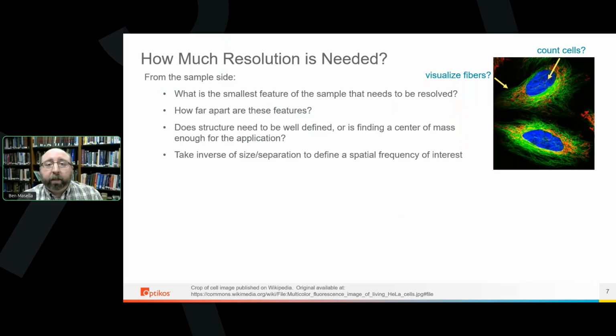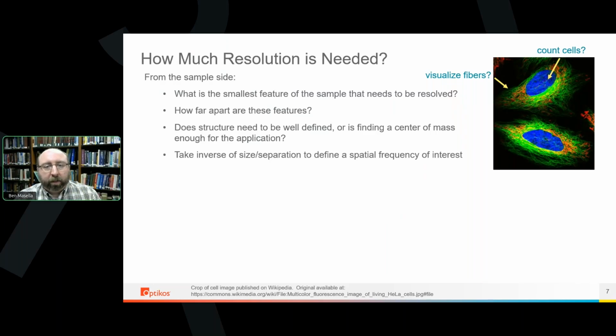In the example on the right, we have a couple of cells, and this is a good example where if all you needed to do was determine that there are two cells and that they're separated and roughly where they are, then you don't need enough resolution to see the individual fibers. And so that would be a much less high performing lens than was used to take this image. But if you actually need to see the fiber structure or any of the subcellular structures, then that obviously is going to be a higher NA, higher resolution system.